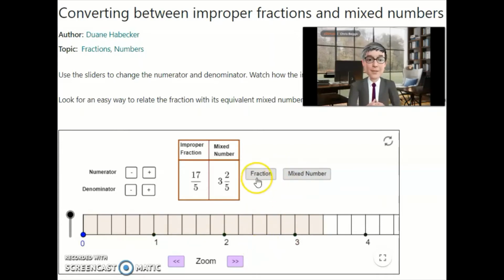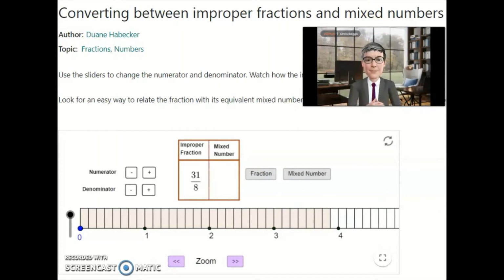If somebody asked me to convert 3 and 2 fifths into an improper fraction, then I would multiply 3 by 5. There are 5 fifths in 1, there are twice as many in 2, 3 times as many in 3, so there are 3 5s are 15 fifths in 3, plus another 2 fifths would be 17 fifths.